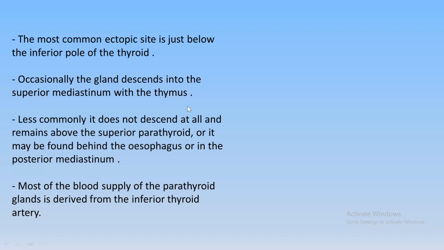Occasionally, the gland descends into the superior mediastinum with the thymus. Less commonly, it does not descend at all and remains above the superior parathyroid, or it may be found behind the esophagus or in the posterior mediastinum. Most of the blood supply of the parathyroid glands is derived from the inferior thyroid artery.